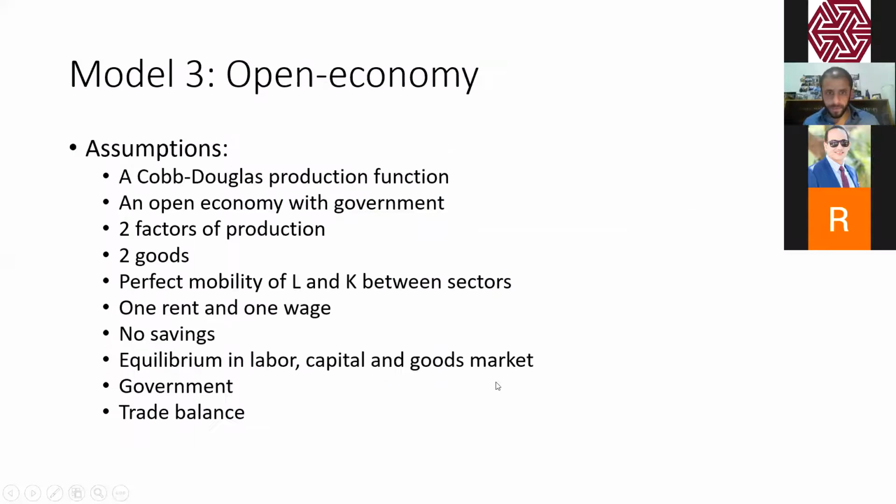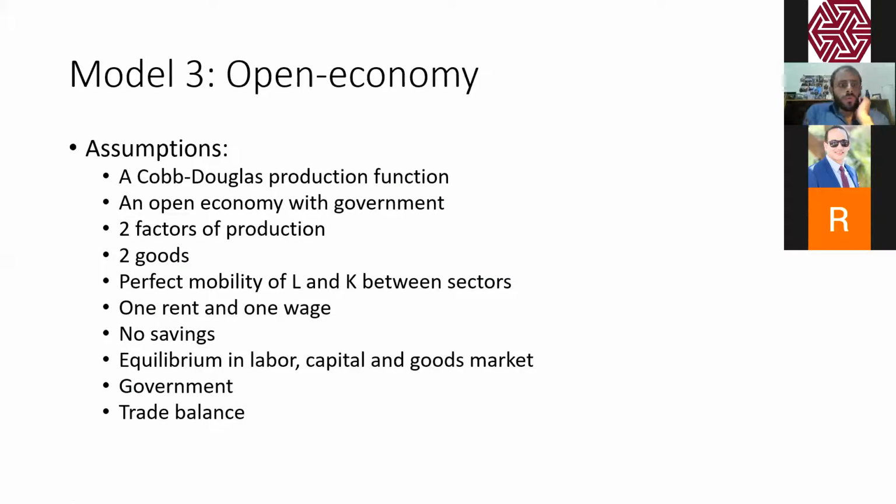Of the government and the government and the rest of the world.